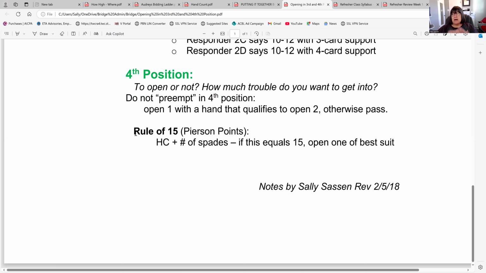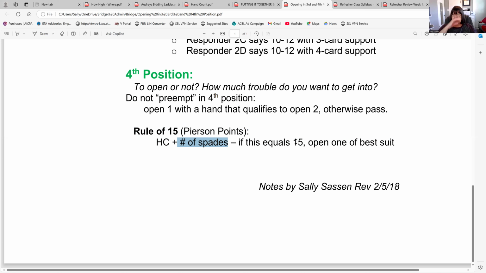If you don't have that good suit, that preemptive kind of hand where you might think, oh, should I have done this or not? The usual thing you do is use the rule of 15. It's also called Pearson points. The rule of 15 says you take your high card points, not your length points, just your high card points, and the number of spades that you have. If that equals 15, then you will open one of whatever your suit is. It may not be spades.